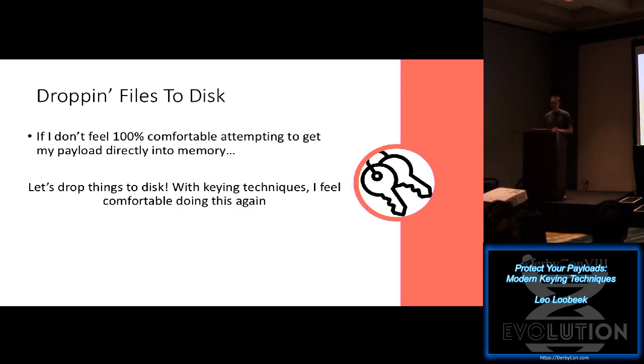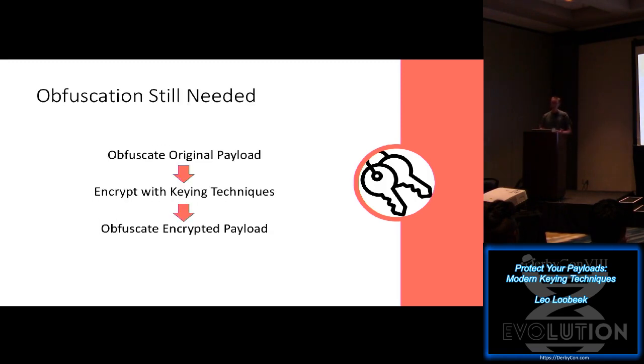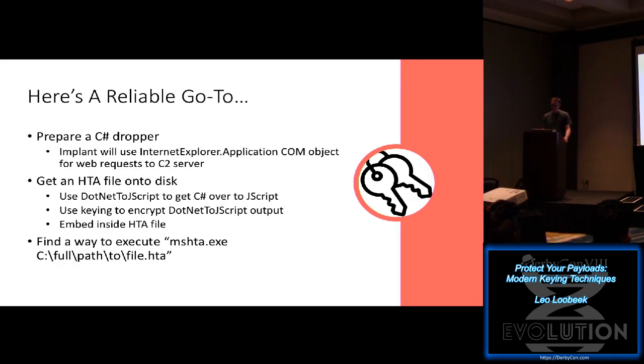So I went ahead and said, you know what, I'm just going to start dropping some files to disk. With keying, I feel comfortable doing that again. I might not drop an EXE or a DLL right away, but dropping those different SCT or HTA files, I feel comfortable doing that with keying now. And this is where obfuscation is definitely still needed. What I'll typically do is obfuscate the original payload, encrypt it, and then obfuscate that encrypted payload, just to make sure no brittle detections, like detecting on certain strings, are going to get me caught.